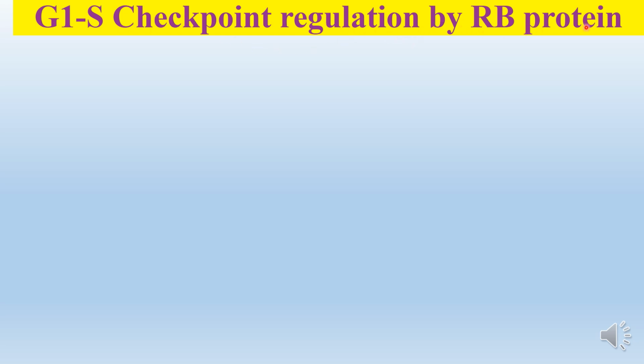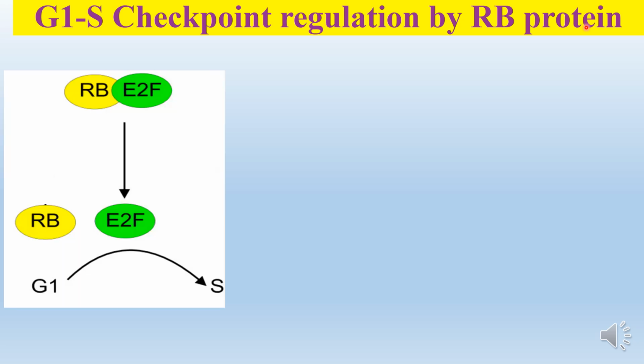Now let us take a look at the regulation at the G1S checkpoint that is carried out by the retinoblastoma protein. So let us see what exactly retinoblastoma protein does. In normal conditions, in a cell, the retinoblastoma protein binds to the transcription elongation factor E2F in the eukaryotic cell and inactivates it. So this is an inactivated condition.